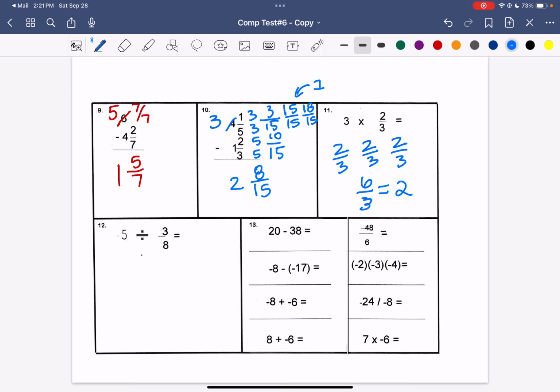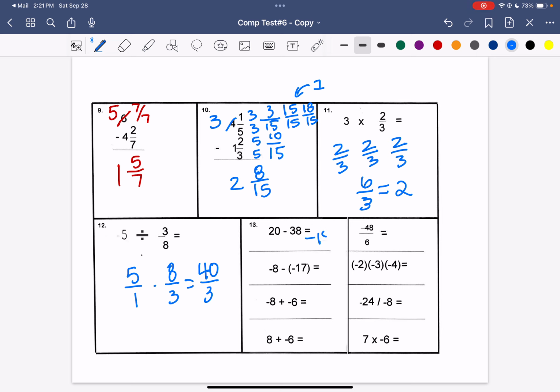Here it's 5 divided by 3/8. And so for time's sake, I'm going to tell you that we don't actually divide fractions. We multiply by the reciprocal, meaning the reciprocal of 3/8 is 8/3. So this becomes 40/3. There's not a number that goes into both of them without a remainder, so I'm going to leave it just like this.